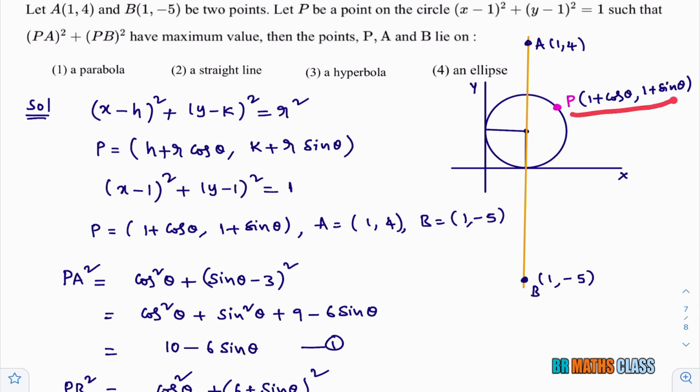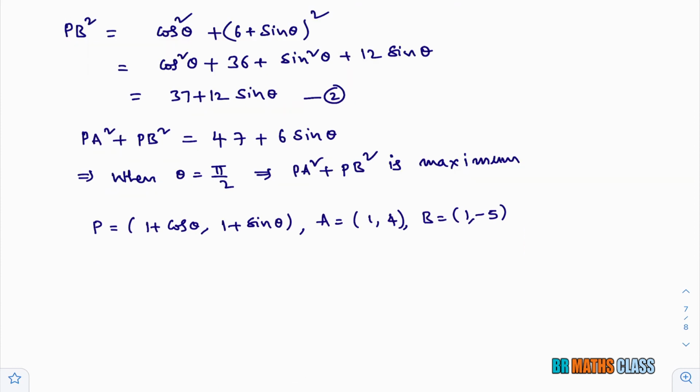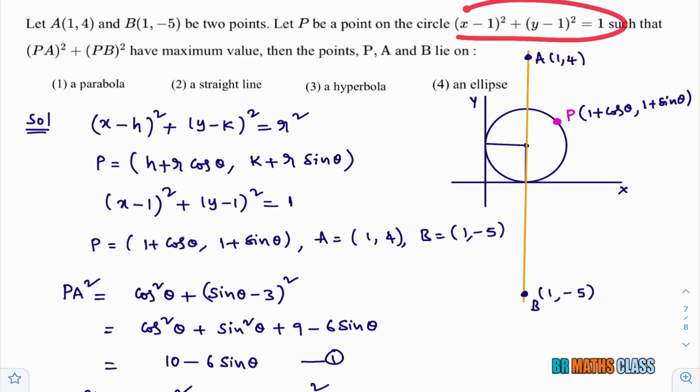You observe what is point P? (1 plus cos theta, 1 plus sin theta). Now I'll substitute that theta value to get the point P. You put theta equal to pi by 2 in this point P. Then what will you get? P equal to 1 plus cos pi by 2, cos pi by 2 is 0, comma 1 plus sin pi by 2, sin pi by 2 is 1. So P is (1, 2). The given circle has center (1, 1) and radius 1. So you can easily understand that this length is 1, this length is also 1. So that point P will be here.